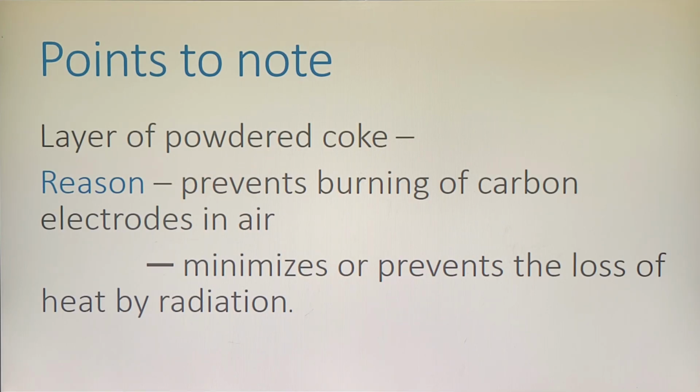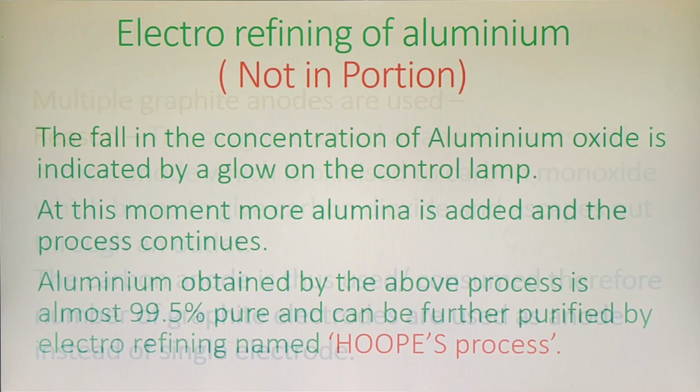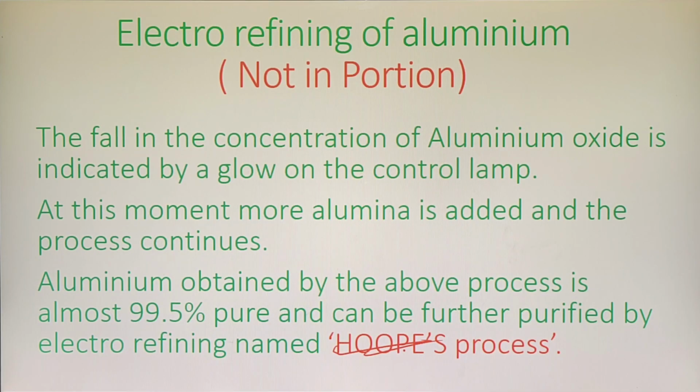I hope all these reactions are clear to you. Now, after you get aluminium metal, electro refining of aluminium is done by a process called the Hoop's process, which is not there in your board exams. So we will not be discussing it and will avoid this confusion. Hoop's process is just a method of purifying aluminium with the help of electrolysis. This won't be done in your grade 10 portions.